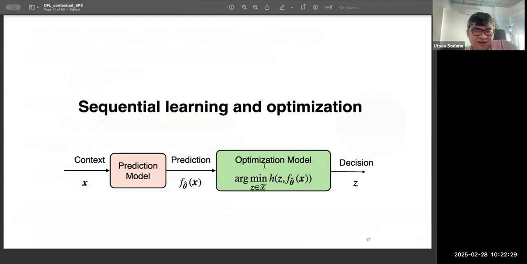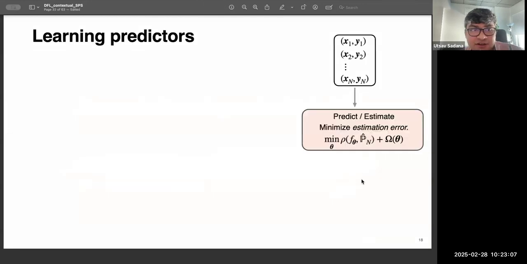This leads us to what is called the sequential learning and optimization approach, where by construction the constraints are always satisfied. So you have this context X. You pass this context through your prediction model. You get your prediction f theta hat of X. You plug this prediction into your optimization problem. You write all the constraints. And by construction here, you will satisfy the constraints, and you will get your decision which satisfies the constraints of your problem. So this is the two-stage approach.